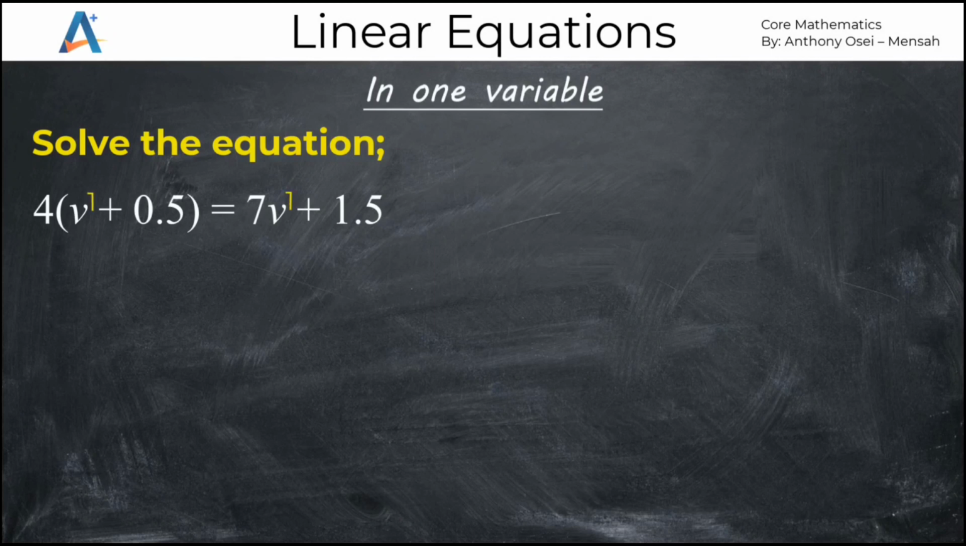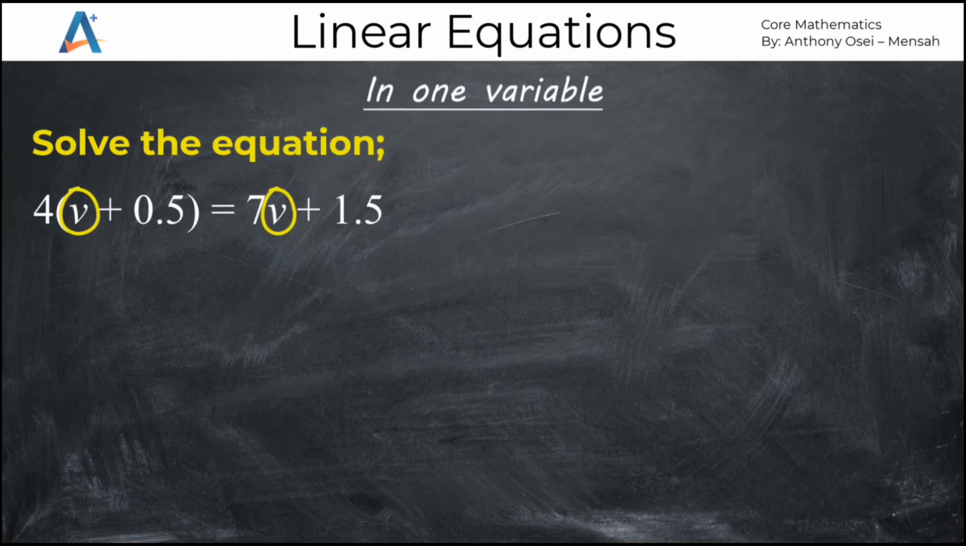At the left-hand side, v is power 1. And at the right-hand side, v is power 1, meaning no power. And remember, any number or any variable without a power is power 1. And the fact that an equation contains a variable which has a power of 1 makes it a linear equation. So we have a linear equation. To solve this means we have to get the value of the variable v.